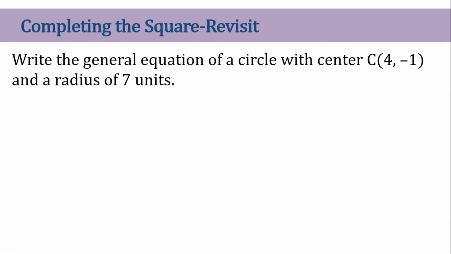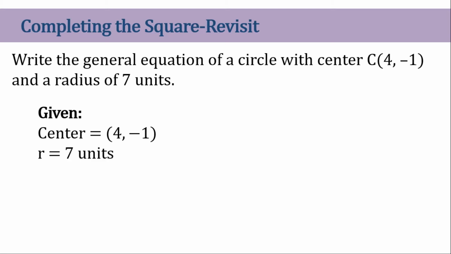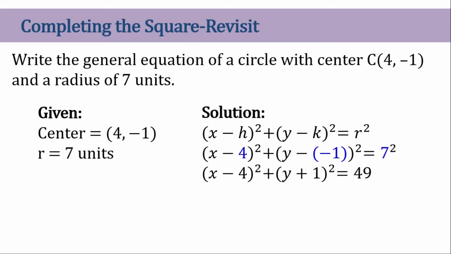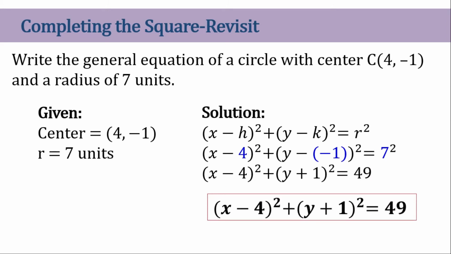Write the general equation of a circle with the center at 4 comma negative 1 and the radius of 7 units. So this is the given, this is the center 4 comma negative 1, and this is the radius. First, we need to write this in the center-radius form. We need to substitute 4 and negative 1 to h and k respectively, and 7 to r. We need to expand this, so nothing will change here. This one will become y plus 1, and this will become 49. So this is now the standard equation of the circle.